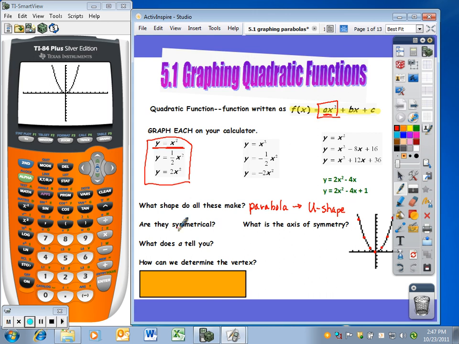Is this parabola symmetrical? Is it the same from the left side as it is to the right side? Yes, it is. So what is that axis of symmetry? It is this axis right here, which is called the y-axis, but it is the equation x equals 0. So it will be x equals the x value of your vertex. And my vertex is right here, 0, 0 on the standard equation.